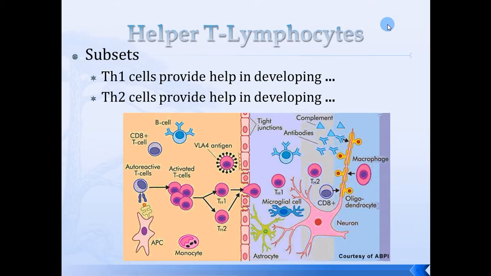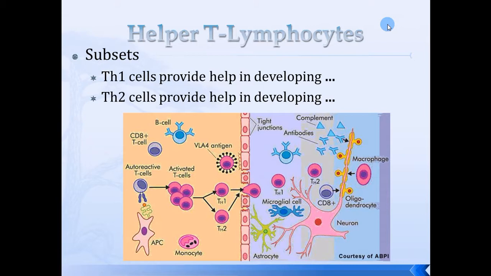T helper cells come in two flavors. You have Th1s and Th2s. Th1s talk to T cells. They stimulate cell-mediated immunity, so they talk to the TC cells. They tell the TC cells, hey man, I saw a bad cell over there in the corner, go kill that for me. Okay. The Th2 cells are important for developing humoral immunity.